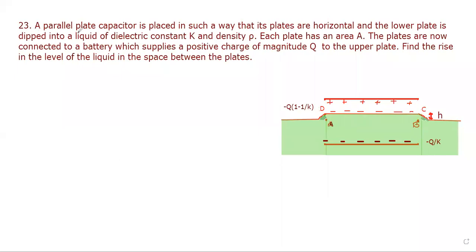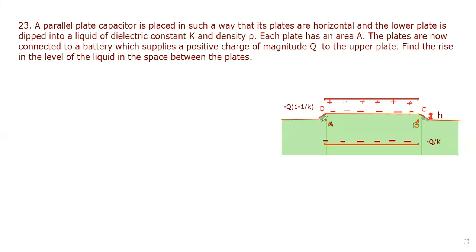Question number 23. A parallel plate capacitor is placed in such a way that its plates are horizontal and the lower plate is dipped into a liquid of dielectric constant K and density rho. Each plate has an area A. The plates are now connected to a battery which supplies a positive charge of magnitude Q to the upper plate. Find the rise in the level of liquid in the space between the plates.